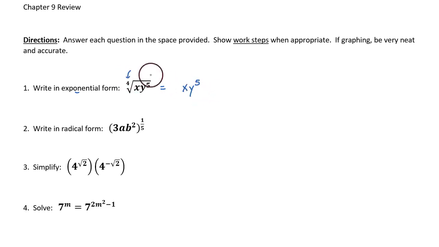Then look at the index of the radical. That becomes the denominator of a fraction exponent. So put parentheses around that base, and the exponent is 1/4. Number 2 is the reverse.